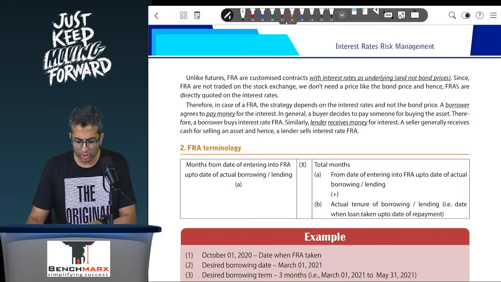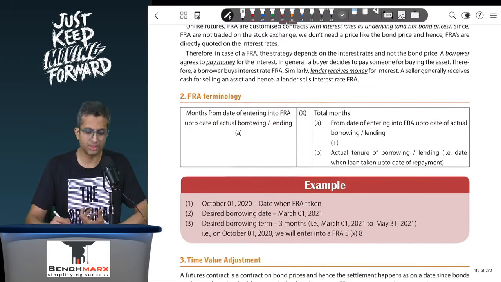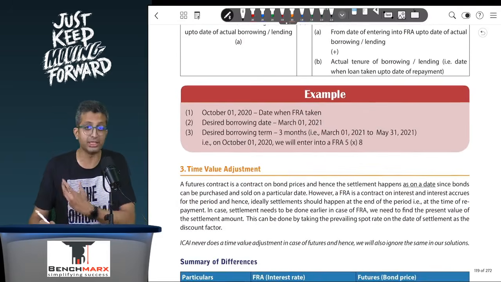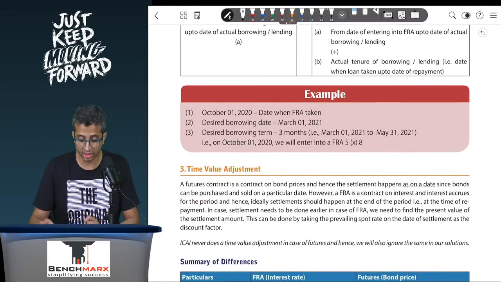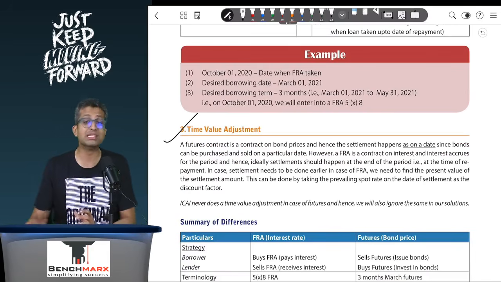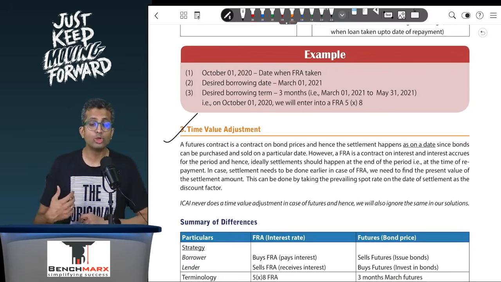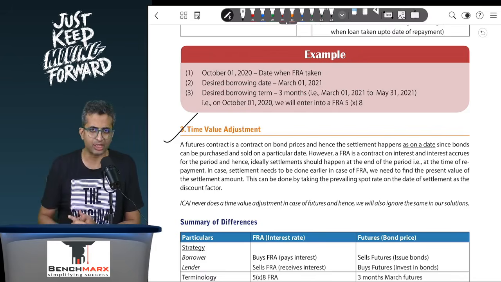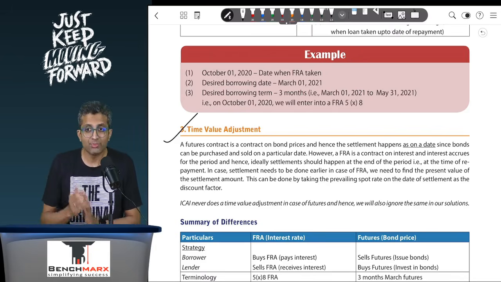Now, when we are looking at FRA, we discussed the strategy and also the FRA terminology, which is slightly important and slightly different to understand. Now, in the context of institute questions, time value adjustment. When you look at a pure FRA question where there is just FRA, the institute usually does a time value adjustment. Why? Because FRA is on interest and interest accrues over a period of time.